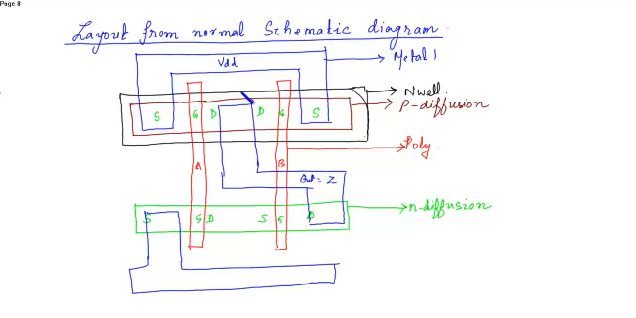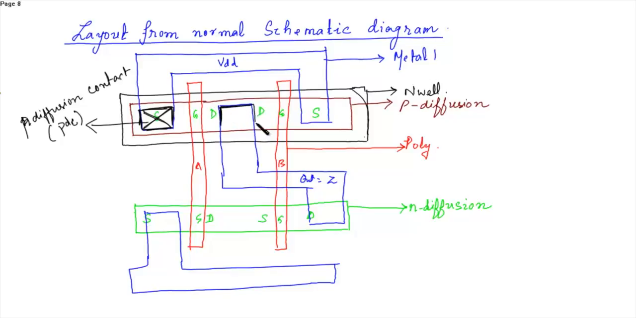Now in order to do the contacts, we need to place the metal contacts. So let's make it black in color. So there will be one contact over here. So this is the N diffusion contact. So this is the P diffusion layer, or P diffusion contact, or you can term it as the PDC. This is needed in order to connect the metal layer to the diffusion layer.